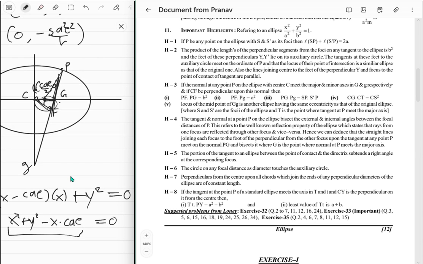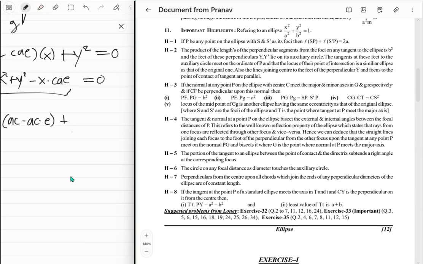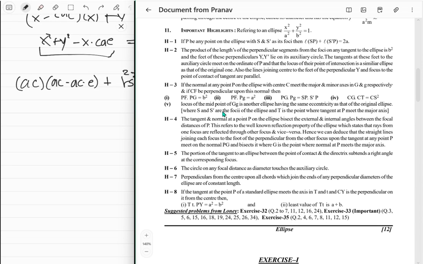So for this point P, just take x common. Okay, we know what x is, a cosine theta, and then a cosine theta minus a cosine theta times e, and then plus y squared, which is b sine theta squared, of course. That has to be equal to what? Okay, that's equal to, of course, PF times PG. What is that going to be?